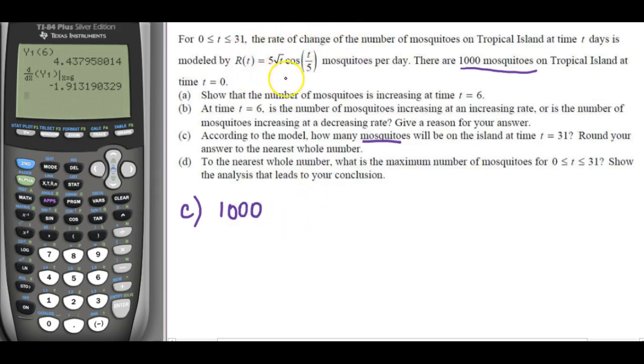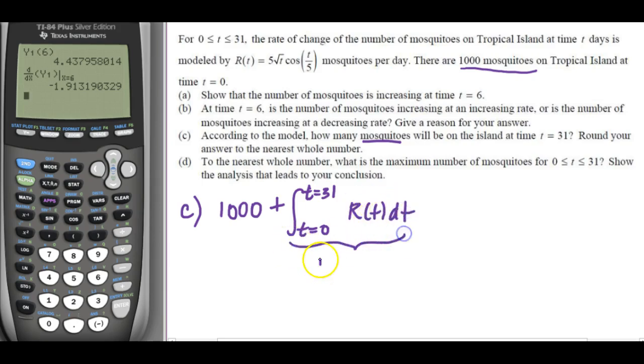And now r of t is the rate of change of the number of mosquitoes at different times t, so I'm going to need to integrate this quantity. So I'm going to add the integral of the rate of change between 0 and 31 days. So between t equals 0 and t equals 31 of r of t dt, this is the net change in the number of mosquitoes.